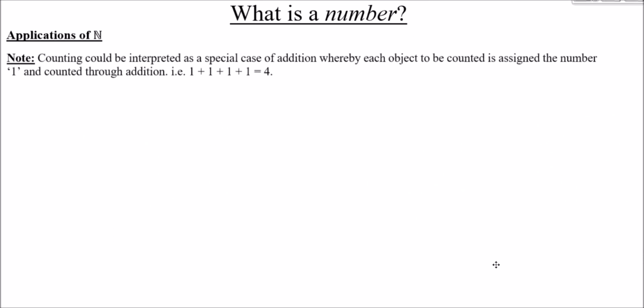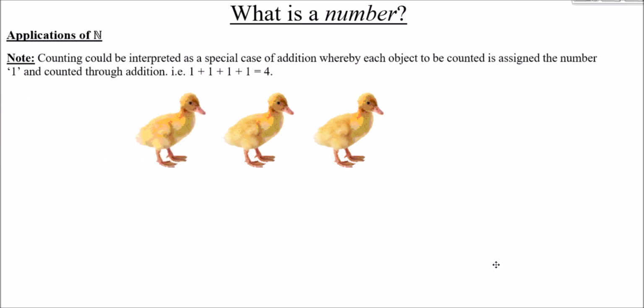Just a little note for you though. Counting, like I've mentioned before, could be interpreted as a special case of addition, whereby each object to be counted is assigned the number 1 and then just counted through addition. So in other words, 1 plus 1 plus 1 plus 1 would be 4. Or in terms of our ducks, 1 duck plus another duck plus another duck we can think of as being 1 plus 1 plus 1. And of course, 1 plus 1 plus 1 equals 3.